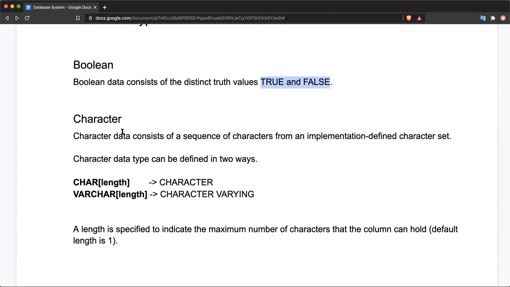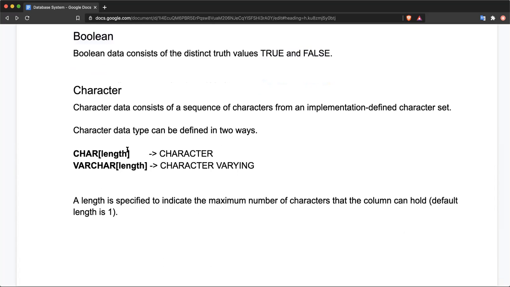The other data type is the character data type, and this is a sequence of characters. Most programming languages call the sequence of characters a string data type, so it can be related to the string data type. And then the implementation-defined character set must be used. There are two types that can be defined with the character data type. One is character, simply said as char, and there is also character varying, referred to as varchar.